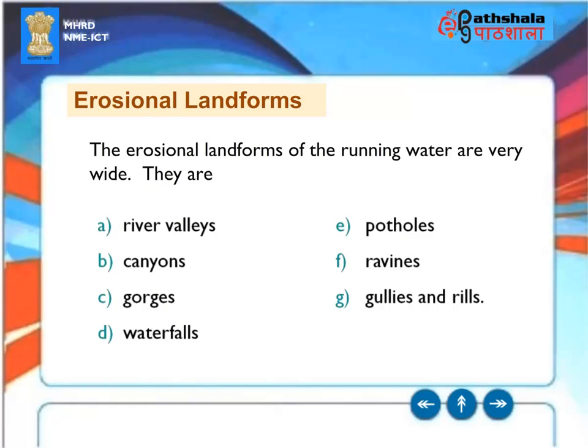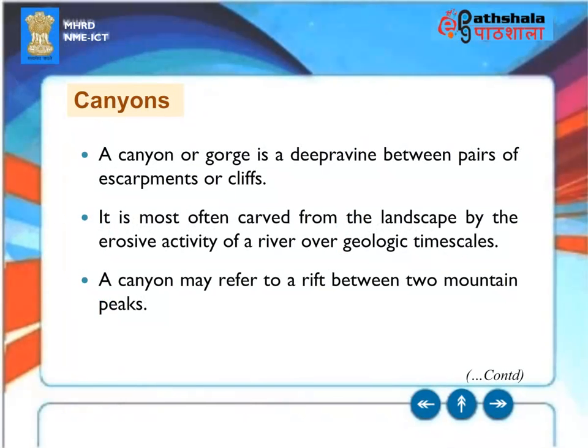Erosional landforms. The erosional landforms of the running water are very wide. They are river valleys, canyons, gorges, waterfalls, potholes, ravines, gullies and rills. Canyons. A canyon or gorge is a deep ravine between pairs of escarpments or cliffs. It is most often carved from the landscape by the erosive activity of a river over geologic timescales. A canyon may refer to a rift between two mountain peaks.